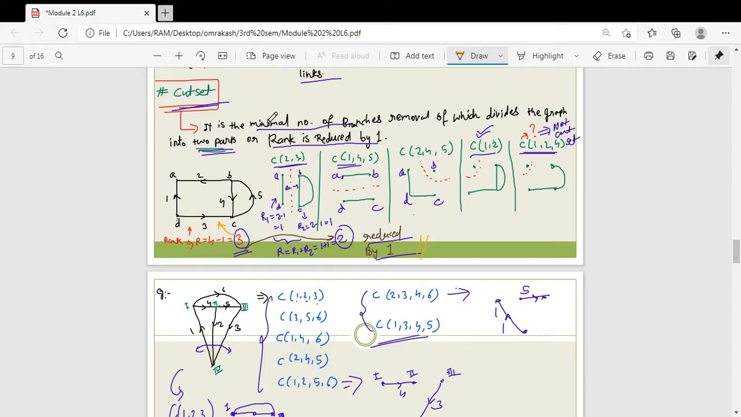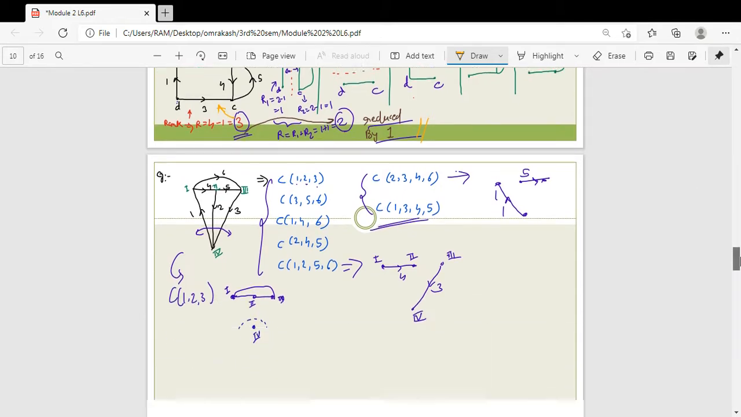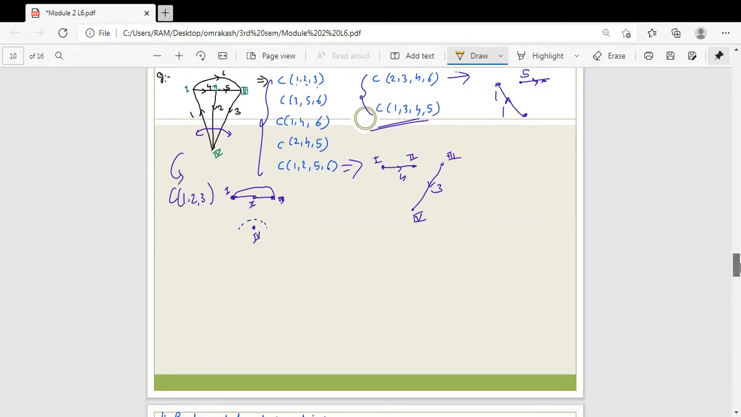That's why in its definition it is already given: it is a minimal number of branches, the removal of which divides the graph into two parts. Okay, you have to remove the minimum number of branches for two parts.